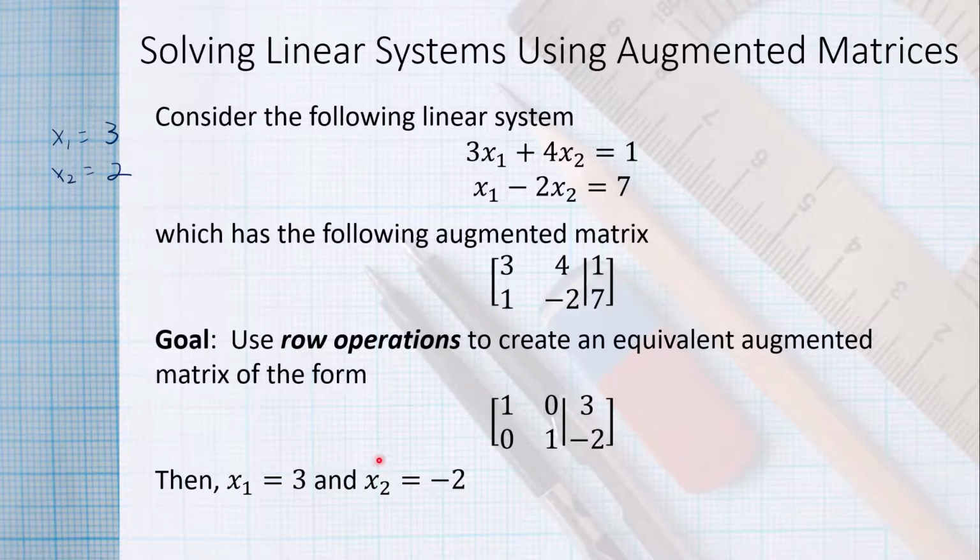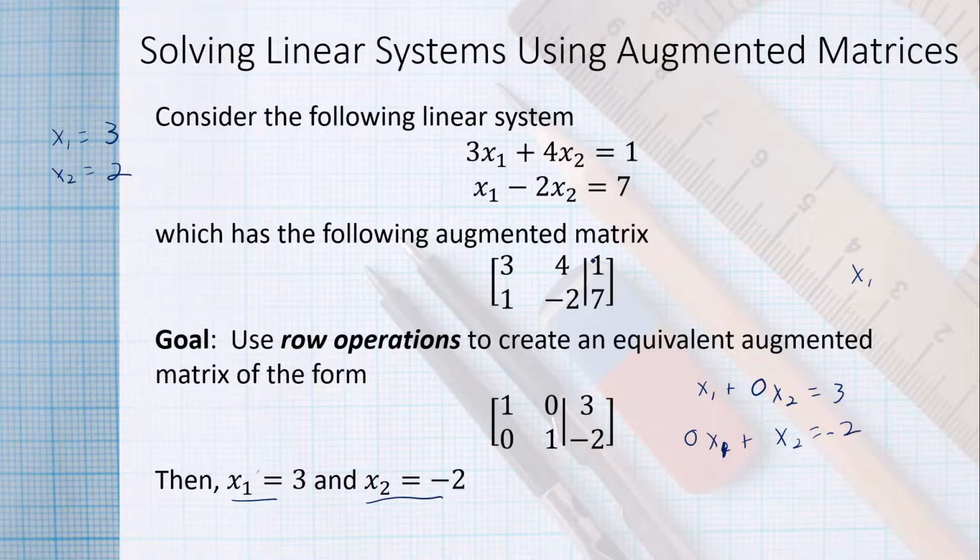And why is that? Well, remember, once you have it in this form, then what we have is 1 times x1 plus 0 times x2 is equal to 3. What does that tell you? That tells you that x1 is equal to 3. And then the second row says 0 times x1 plus x2 is equal to -2, which tells you this.